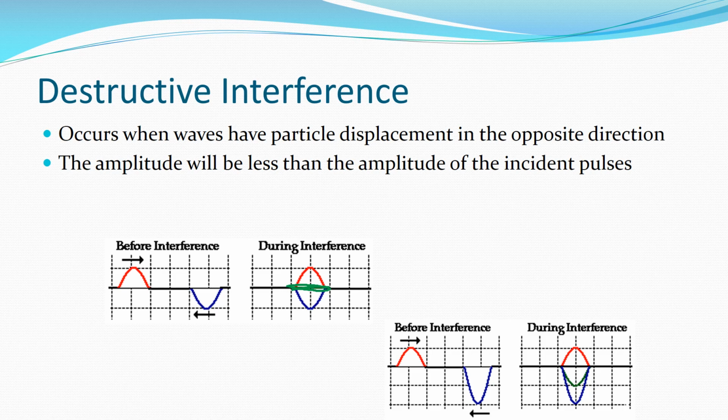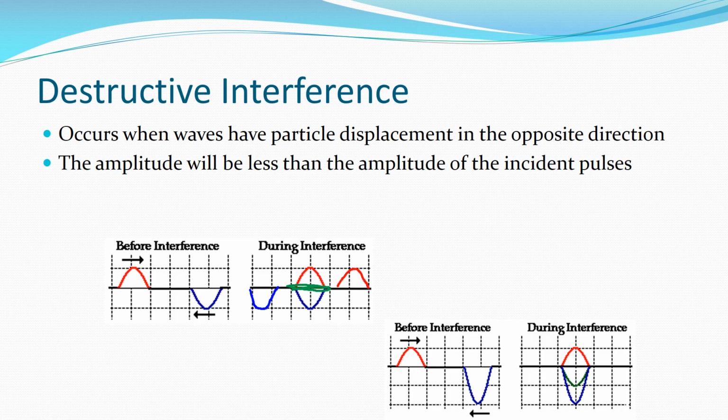However, on the other side, if they kept going, the blue wave pulse would come back, and the red wave pulse would also come back. And they'd keep going at the same speed that they had before, the same wavelength that they had before, the same amplitude that they had before.